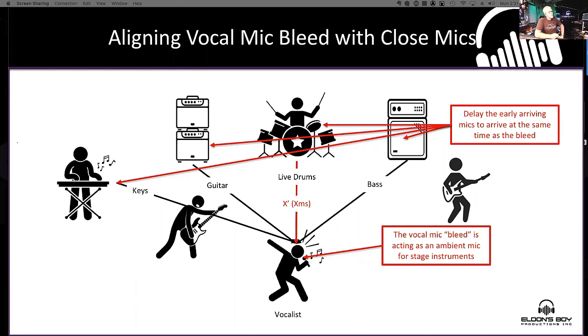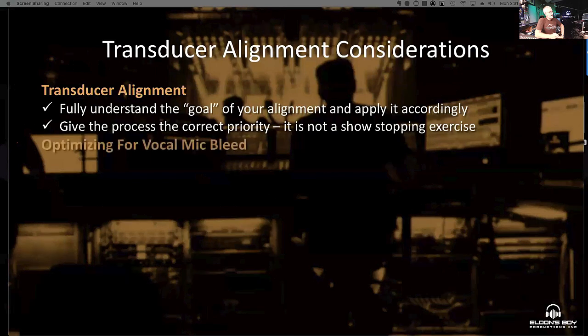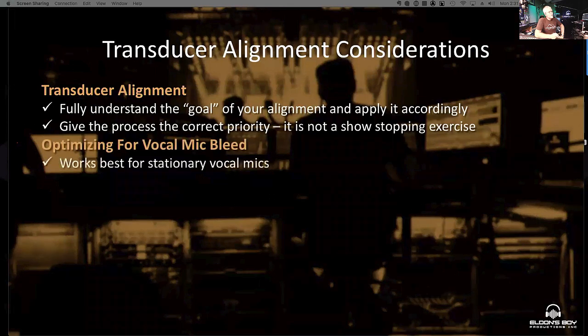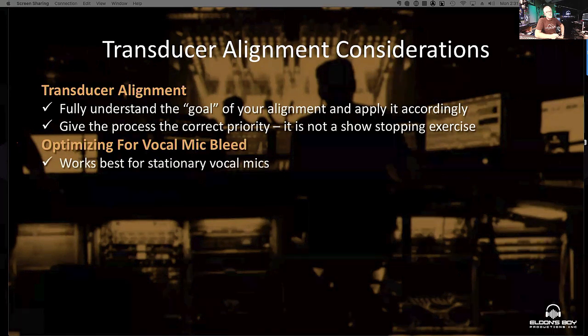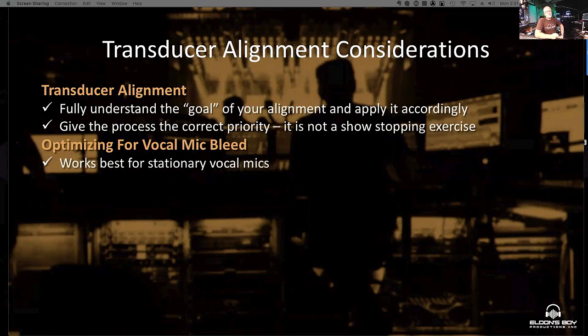Okay, so let's talk about optimizing for vocal bleed. It works best, as Michael pointed out, for stationary vocal mics. It's always going to work best for that. But I say don't let that dissuade you from doing it on somebody who's moving as well. I did it on Matchbox 20 as well, and Rob was all over the stage, and I still felt like it improved what I was doing, especially when he was down center, singing ballads or standing at the mic.